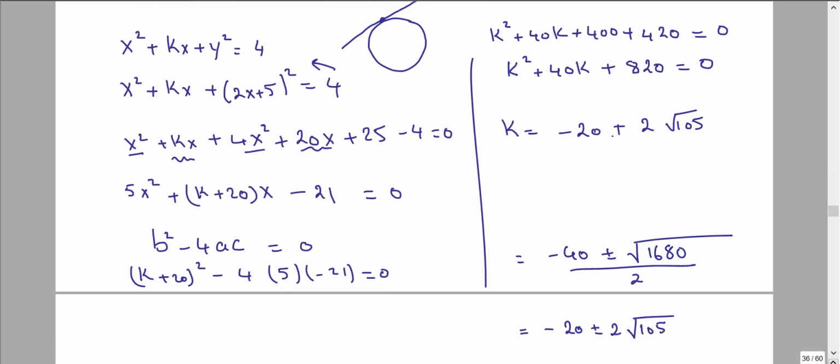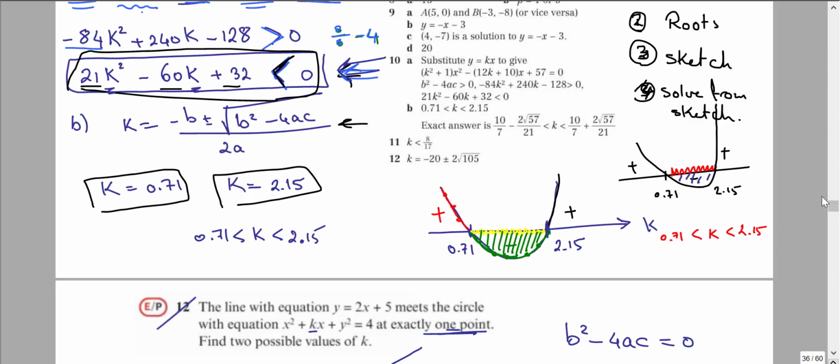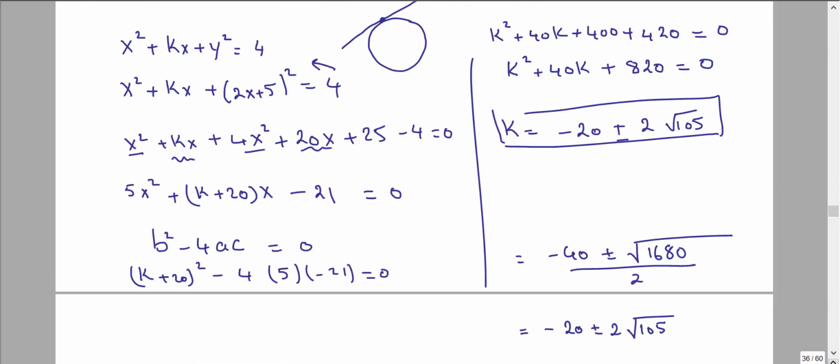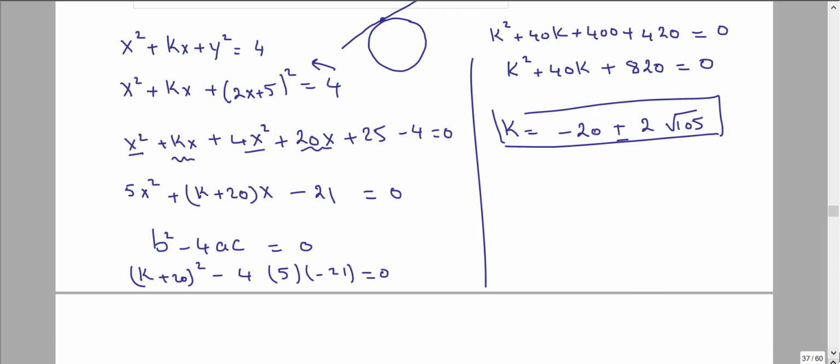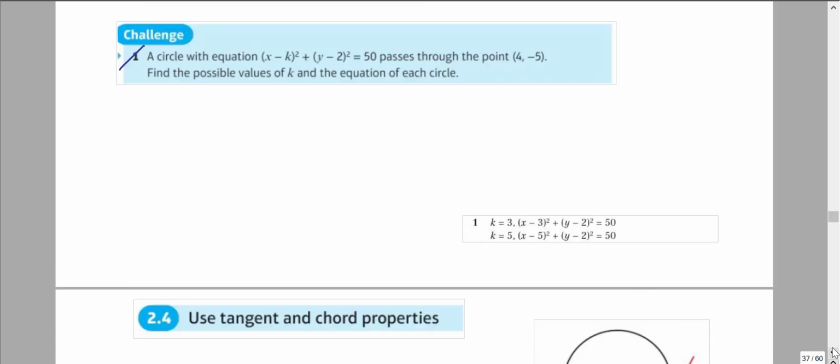I think that's correct. Plus or minus? Plus or minus. That's correct. So that's it. You were asking for the values of k. These are the values of k. Just use the calculator and you get the answer. Easy?